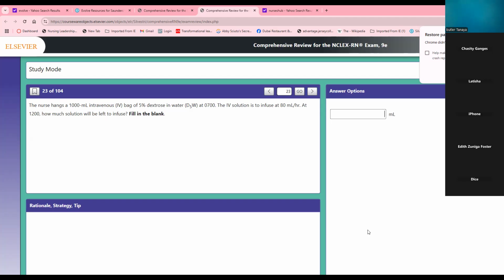So let's go to the whiteboard. All right, write down what you have. You have 1,000 mLs. Okay. It's running at 80 mLs an hour. And it started at 7 a.m. and it went until noon. All right, let me go to the whiteboard.